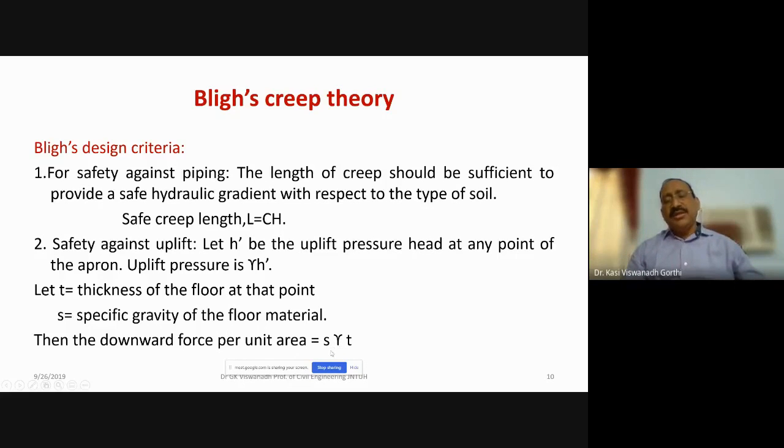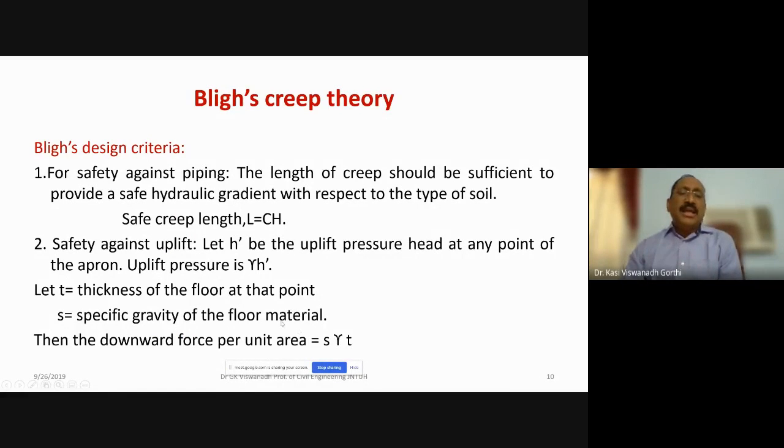Gamma is the unit weight of water. So S gamma is the specific weight or unit weight of the material into T thickness multiplied by 1 into 1. In fact, it is per unit area taken. So T into 1 into 1 is the volume into unit weight, which gives you the total downward force which is acting. And on one side, you have the uplift pressure force which is acting, gamma H dash, and the downward pressure force would be S gamma into T.